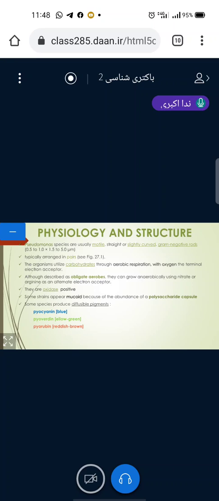For example, we have some bacteria in the laboratory, but Pseudomonas produce some pigments in the culture media, and it helps the laboratory technician to identify it. Of course, it is very useful.